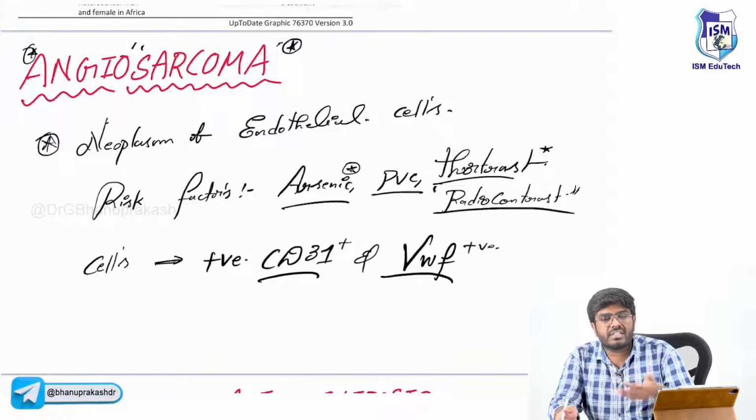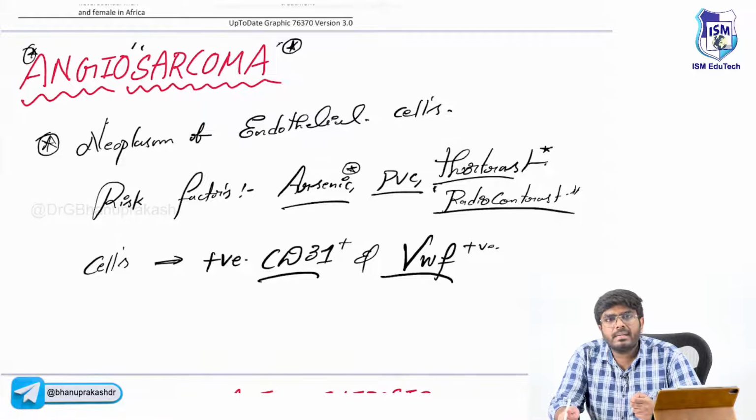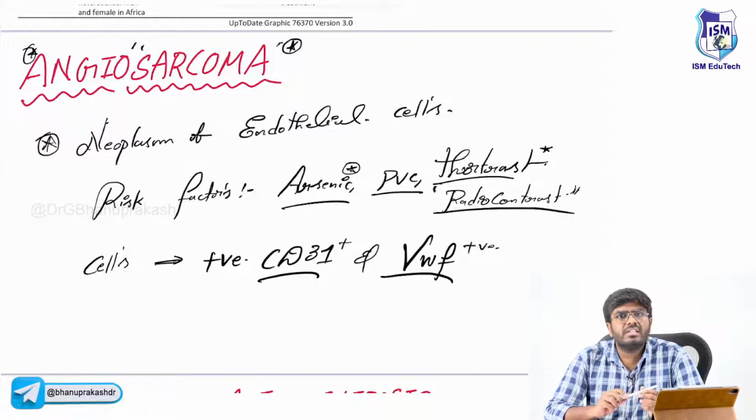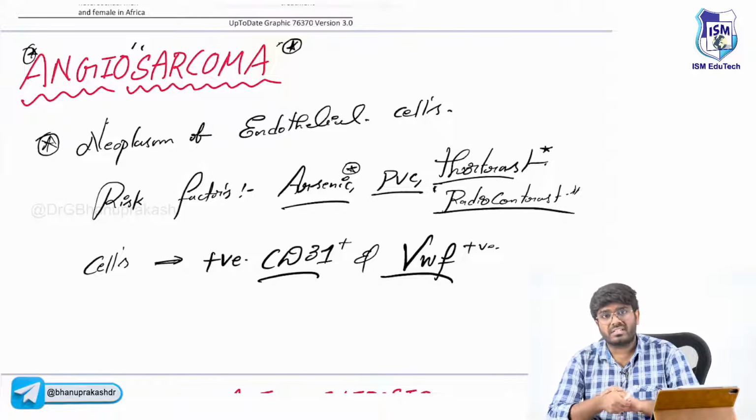And CD31 is a marker of endothelial cells. Even in the topic of inflammation we have discussed this. The marker of endothelial cells is CD31. The marker of selectins is CD62. Okay, we have discussed that.